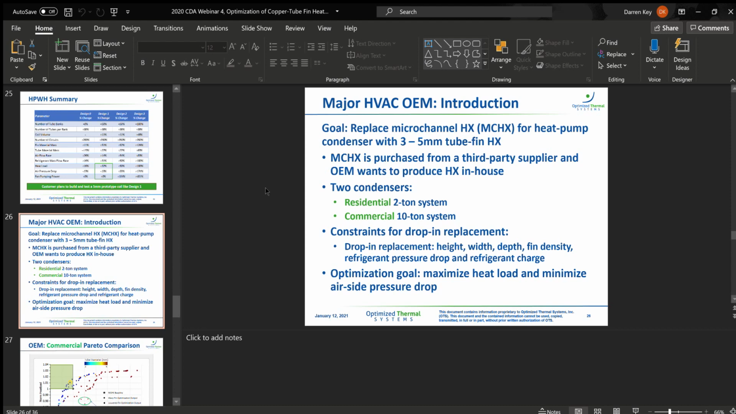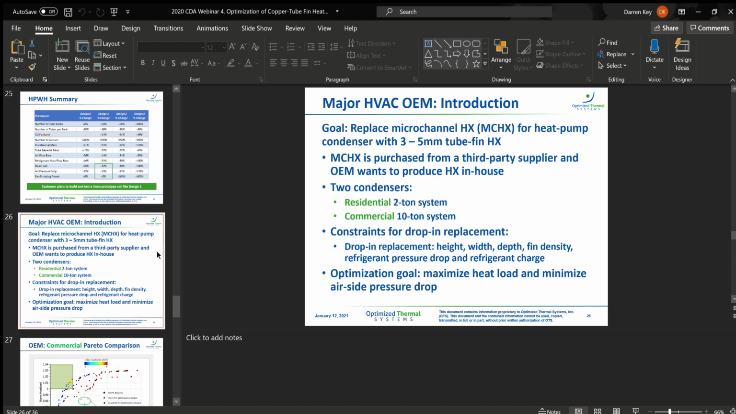So the next case study is for the HVAC OEM, in which they wanted to replace a microchannel heat exchanger for a heat pump condenser with something that they could build in-house, which would be in the 3 to 5 millimeter tube range. The microchannel heat exchanger was actually purchased from a third-party supplier. They wanted to bring that back in-house. And this was actually for 2 separate systems. One was a residential system, which was a 2-ton system. The other was a commercial 10-ton system.